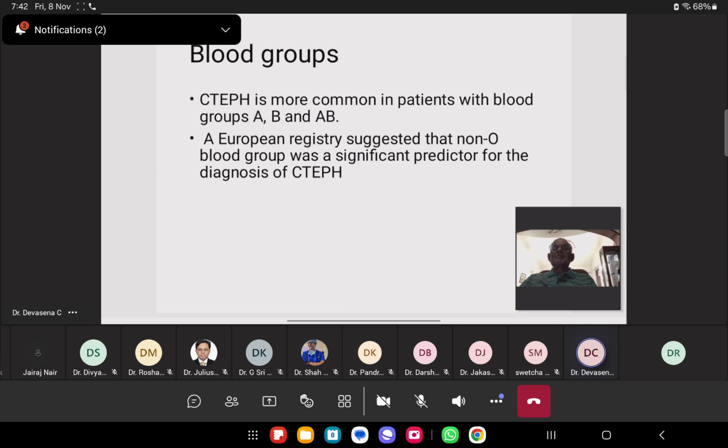Blood groups. CTEPH is more common in patients with blood groups A, B, and AB. A European registry suggested that non-O blood group was a significant predictor for the diagnosis of CTEPH.